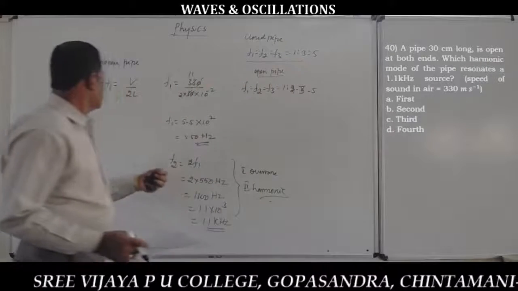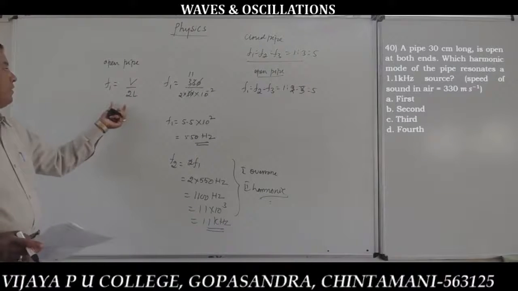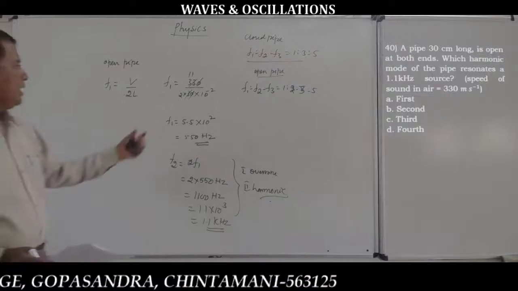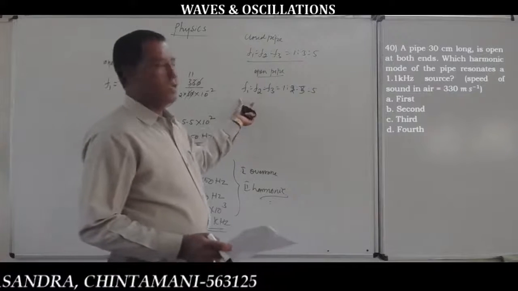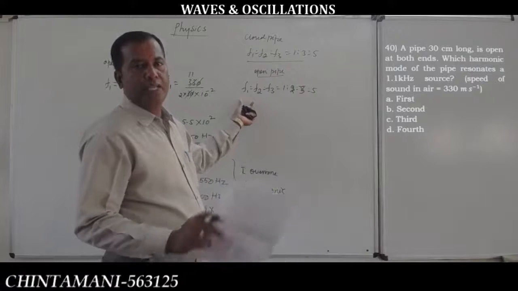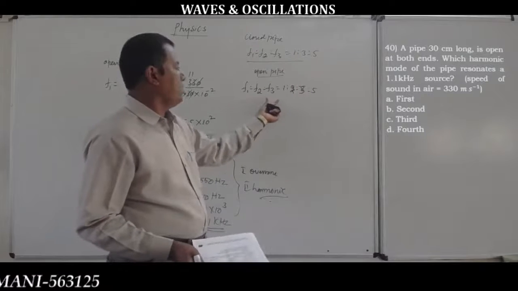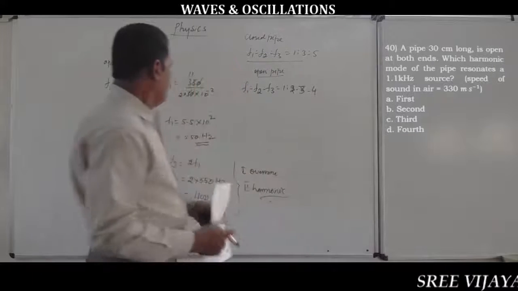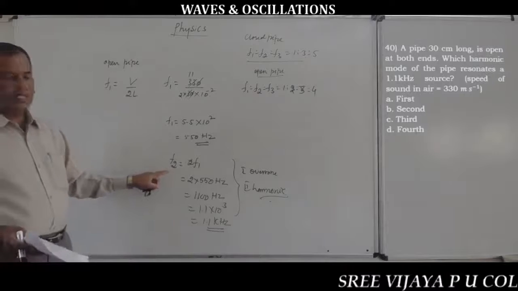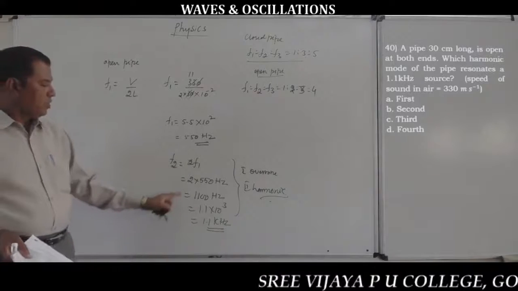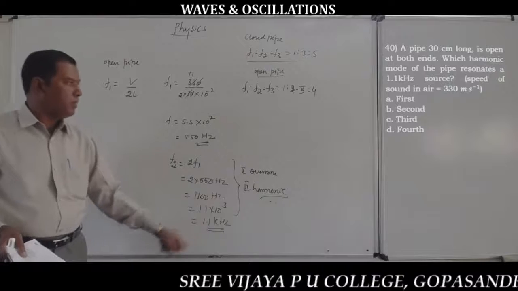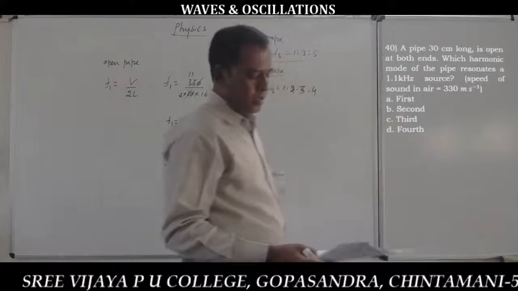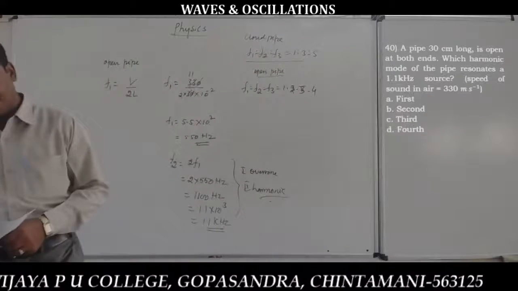I will explain once again. For an open pipe, the fundamental frequency is given by v by 2L. Upon solving, the fundamental frequency comes out to be 550 Hz. In an open pipe, the overtones are harmonics of the fundamental, with both odd and even harmonics. f1 is to f2 is to f3 is equal to 1 is to 2 is to 3 is to 4 and so on. Now the first overtone, the second harmonic, f2 can be taken as 2f1. So you get 1100 Hz or 1.1 kilohertz. Therefore, the second harmonic resonates at 1.1 kilohertz. Therefore, the correct option is B.